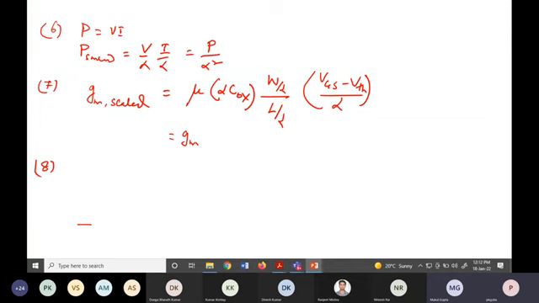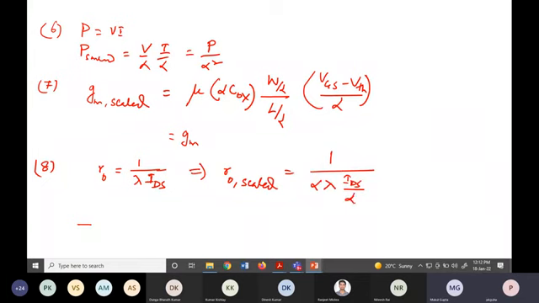Okay, and also you can calculate the output resistance associated with any FET device. So that's basically your R naught, that is 1 by lambda IDS, right? So if we find out R naught scaled, this will increase, lambda will increase alpha times, whereas IDS will decrease by alpha times. So your R naught will remain the same.